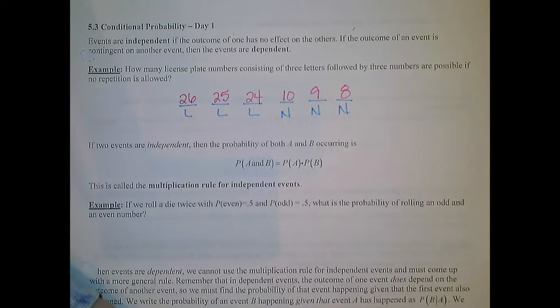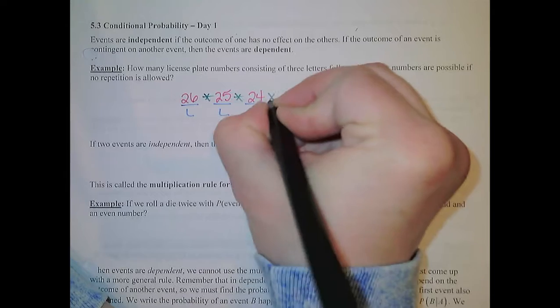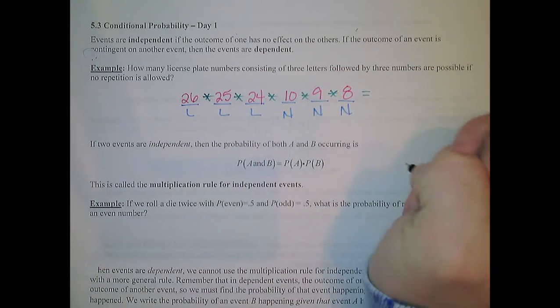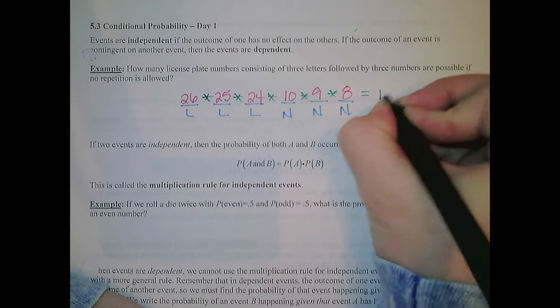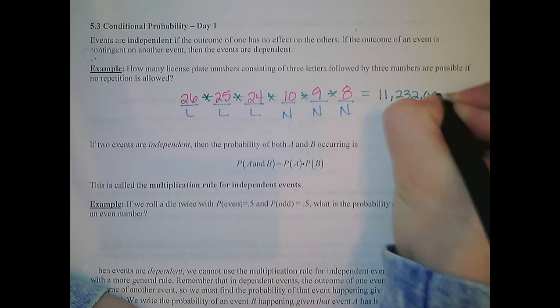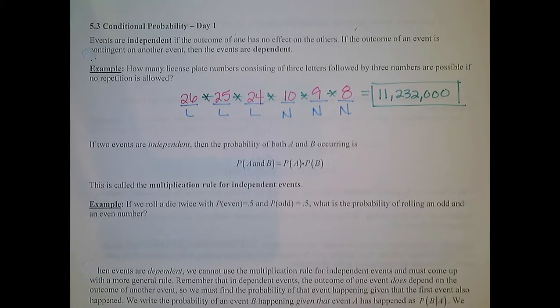So if we apply the fundamental counting principle, we can find the number of combinations simply by multiplying all of those together. And it turns out that there would be 11,232,000 different license plate numbers we could create using this model with 3 letters, 3 numbers, and no digits that repeat.